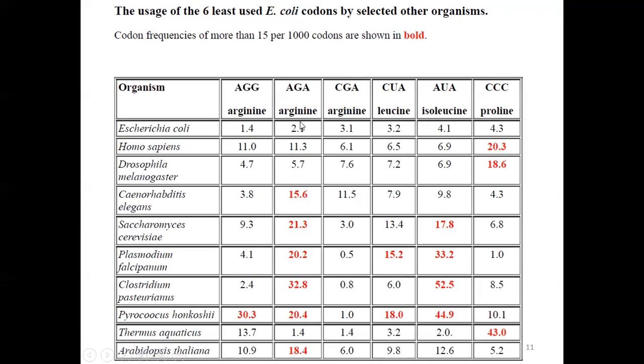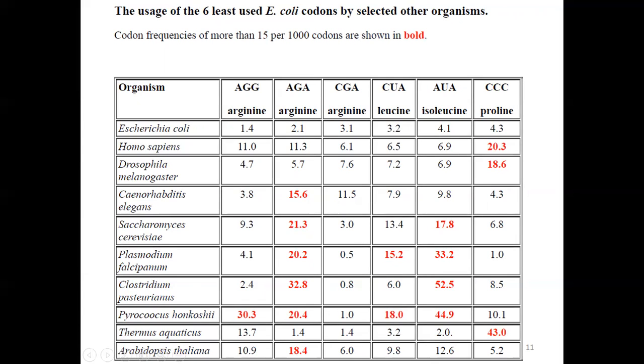For arginine codon AGA, it is 2.1, arginine CGA 3.1, leucine CUA 3.2, but for Pyrococcus it is 18. So there are different preferences for different organisms.